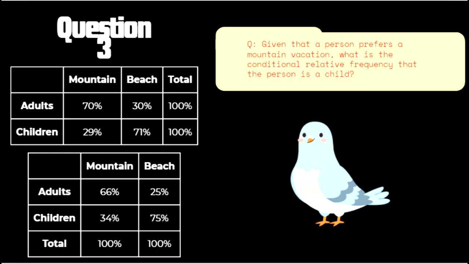Here's question number 3. This is your turn. Given that a person prefers a mountain vacation, what is the conditional relative frequency that the person is a child? Okay. Pause it, figure it out, come back.